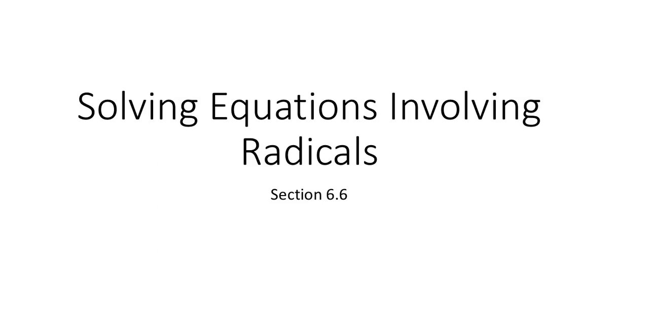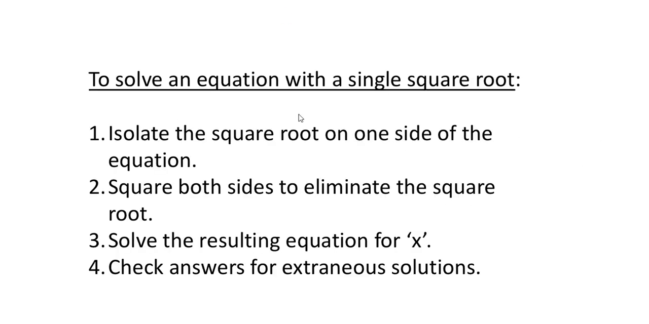In this video, we're going to take a look at section 6.6 on solving equations involving radicals. To solve an equation with a single square root, isolate the square root on one side of the equation, square both sides to eliminate the square root, solve the resulting equation for x, and then check your answers for extraneous solutions. So unfortunately, this process is not foolproof.